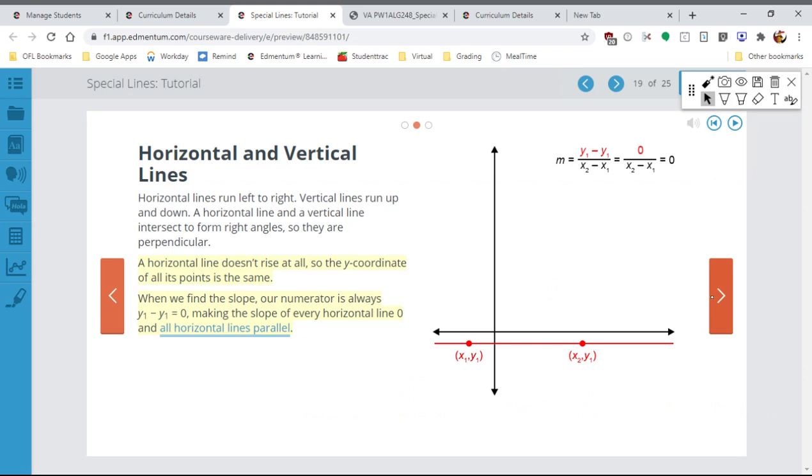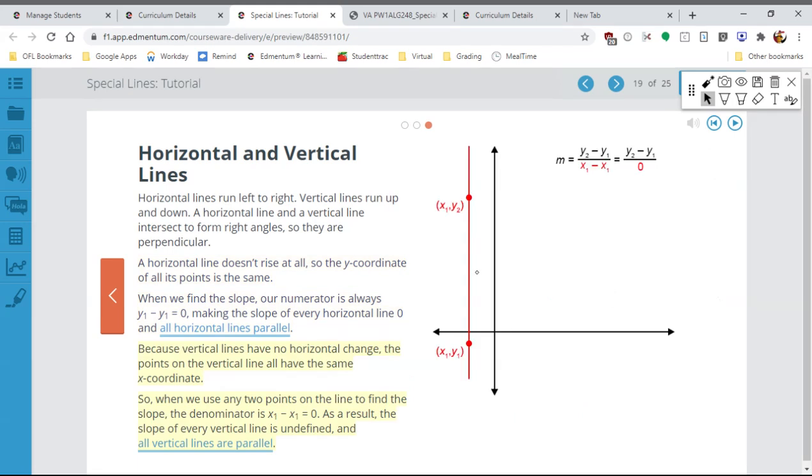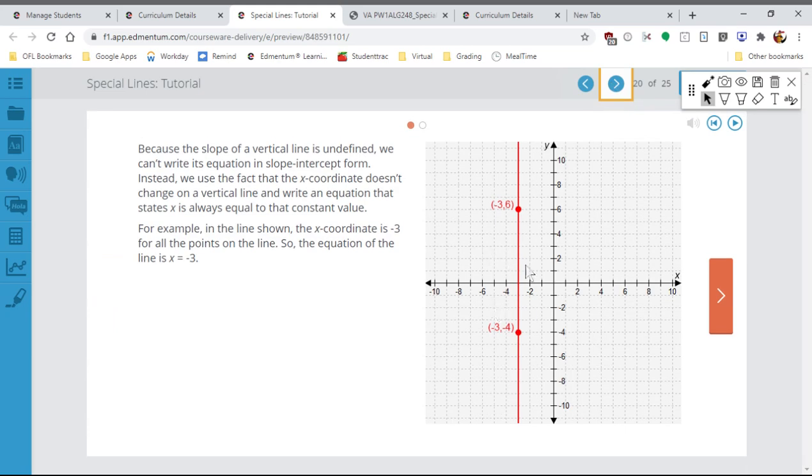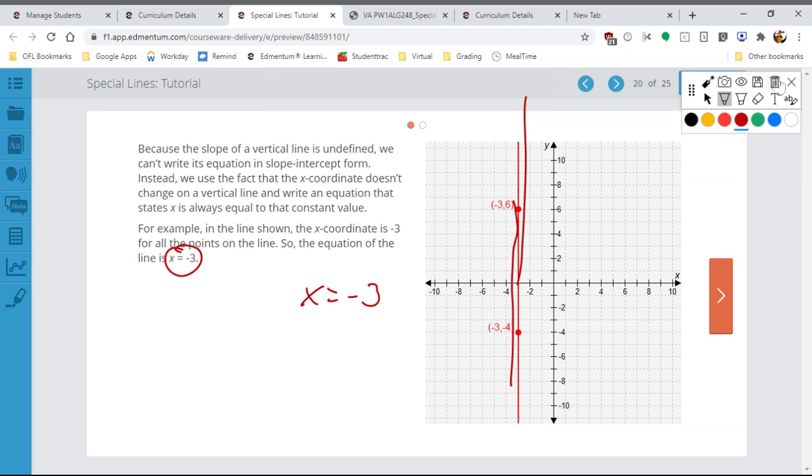And if we think of a vertical line, the x never changes. See how the x is the same? That means it's going to be x equals a number. So let's kind of go over that. So if we're looking at this, look, this line has to be x equals -3 because the x is never changing.